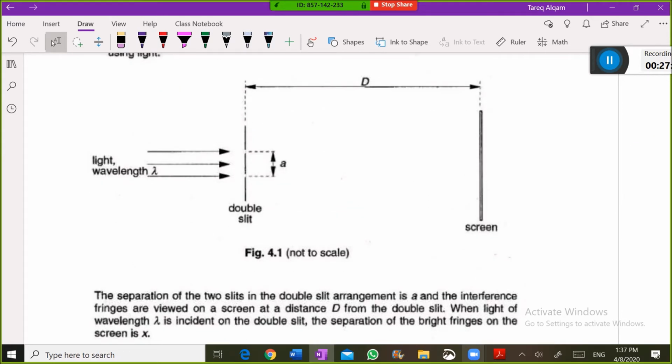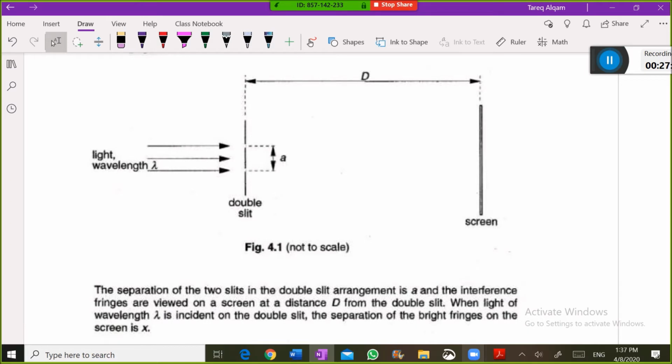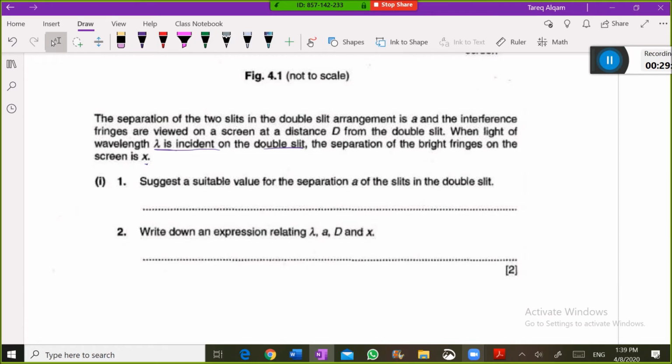The separation between the slits in the double slit arrangement is a. Interference fringes are viewed on the screen at distance D from the double slit. When light of wavelength lambda is incident on the double slit, the separation of the bright fringes on the screen is x. Now, suggest a suitable value for a, the separation of the two slits in the double slit arrangement.